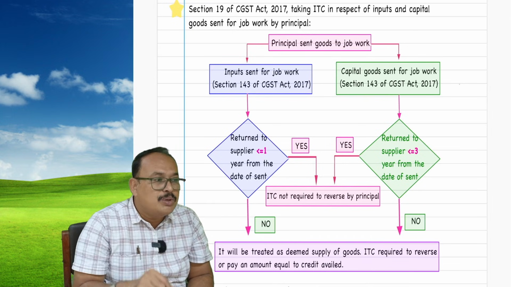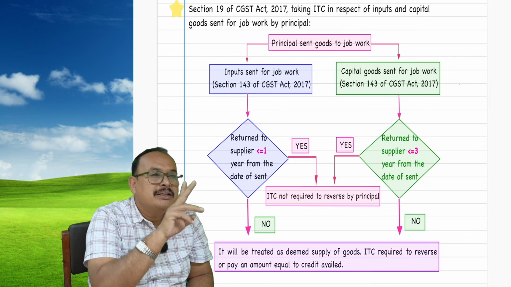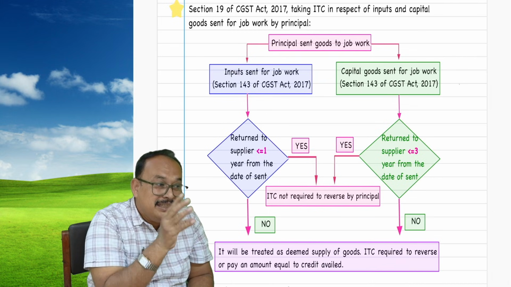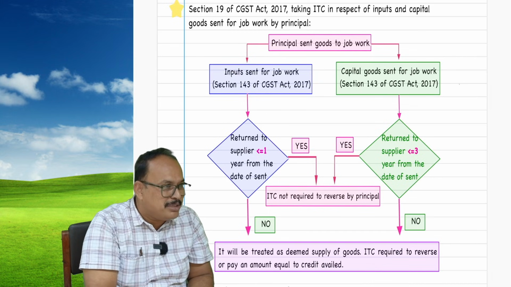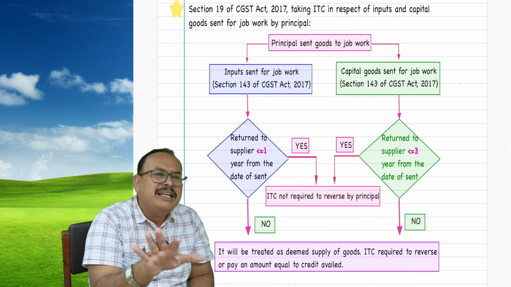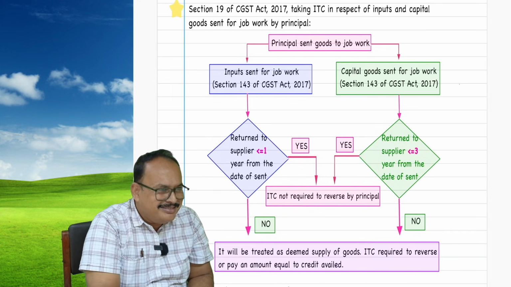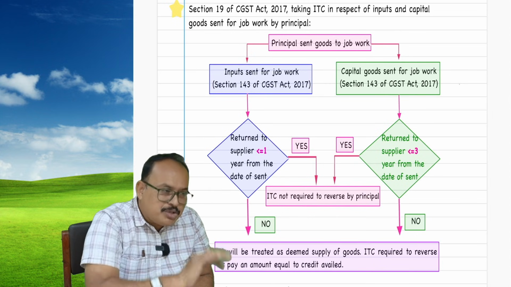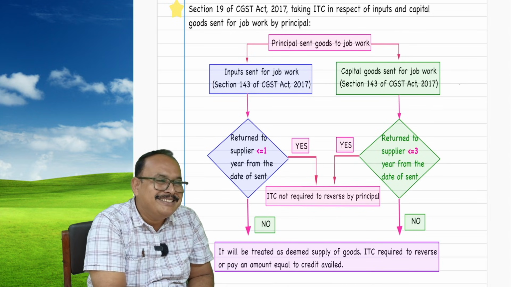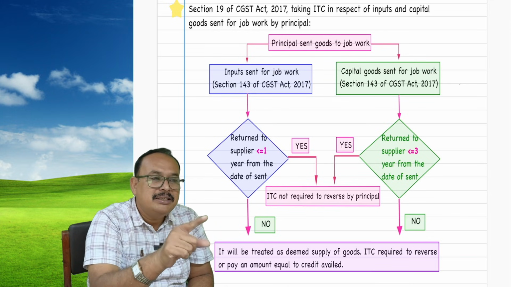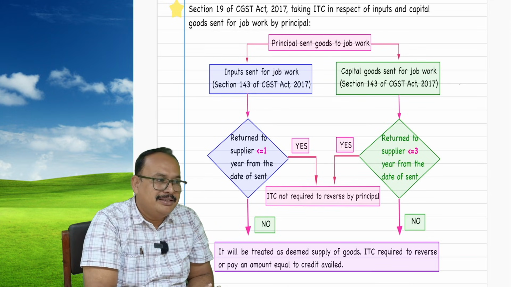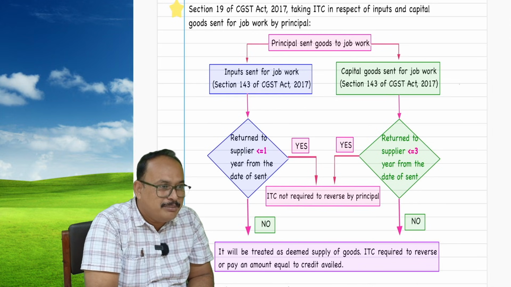However, if the goods are jigs, fixtures, molds, dies, and these goods are sent for job work by the principal, the time limit of 1 year or 3 years is not applicable. Even if not returned, no problem, not liable to pay GST. Got the clarity, my dear friends? This is in the case of capital goods or input goods sent for job work. Is it clear, my dear friends?